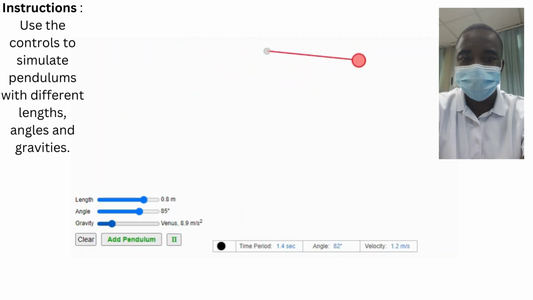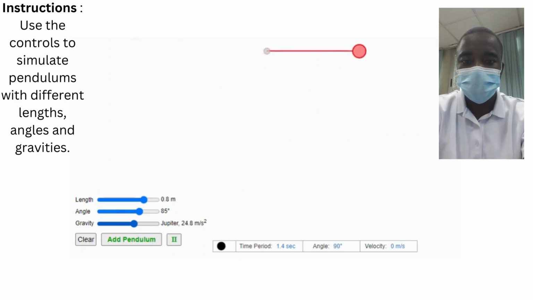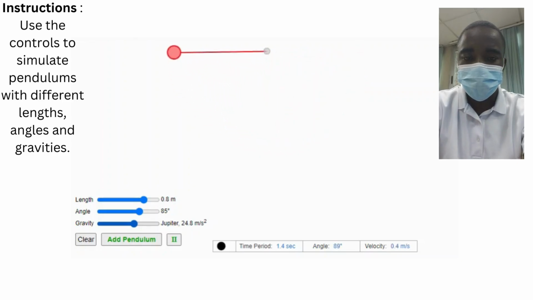The pendulum simulation allows students to explore how the length of the pendulum affects its motion. By adjusting the length of the pendulum using the controls, students can observe how the period of the pendulum's swing changes. The period of a pendulum is the time it takes to complete one full cycle of swinging back and forth. The simulation helps students understand that the period of a pendulum is directly proportional to the square root of its length.